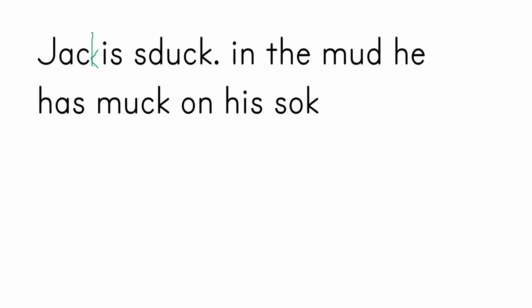Jack is, what's this word supposed to be? Stuck. Ah, stuck. What's wrong with that word? Can you see? If I say stuck, stuck, it does sound a bit like a D, doesn't it? But we know that we never have st in the English language. It's rather a difficult sound to make, zd. So we don't have D's next to S's. We always have T. So that should have been a T. Stuck.